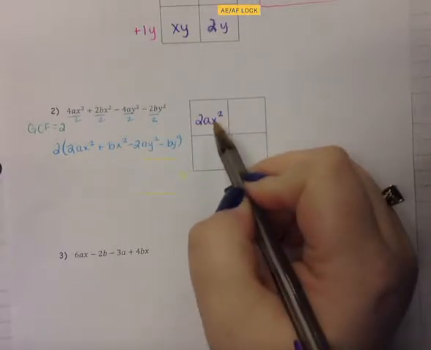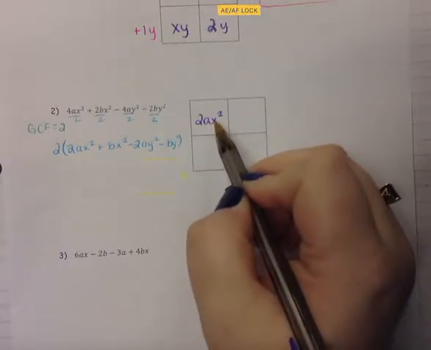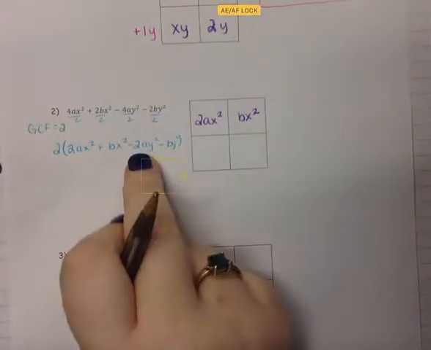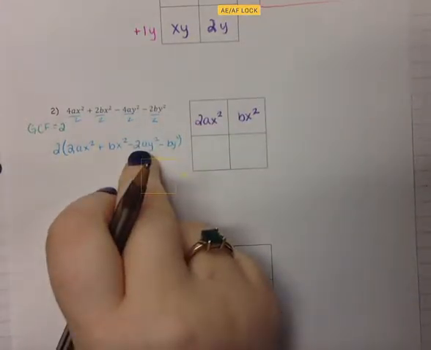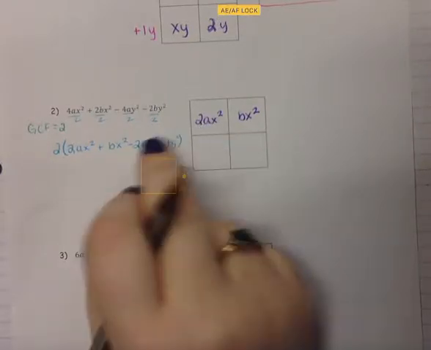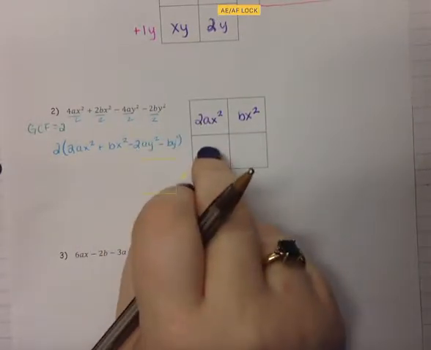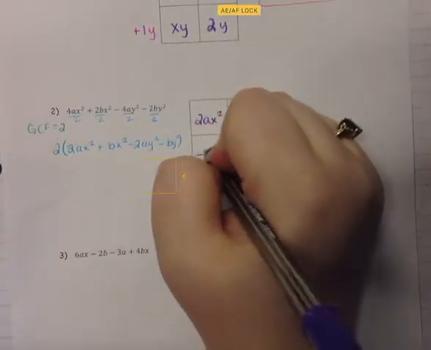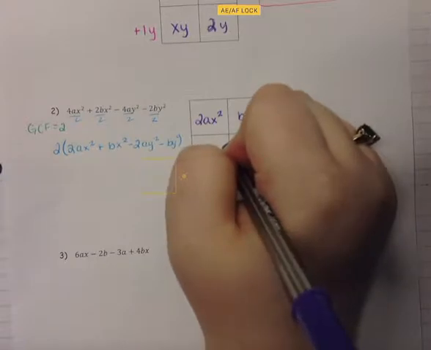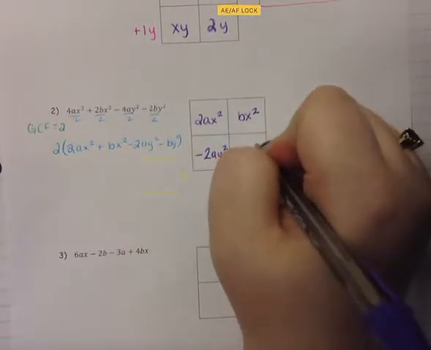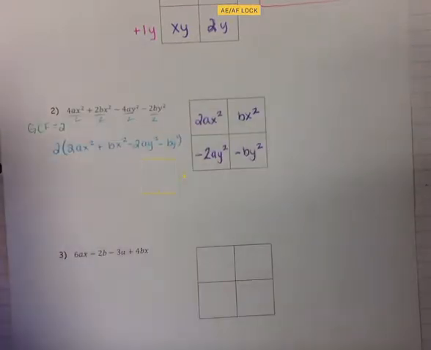That does share a letter with here. It has the x, so I can put the positive bx squared. The next one is negative 2ay squared. That does share a letter. It shares the a, so I can put that in this term down here, in this third box. So negative 2ay squared. And then my last one is just negative by squared.